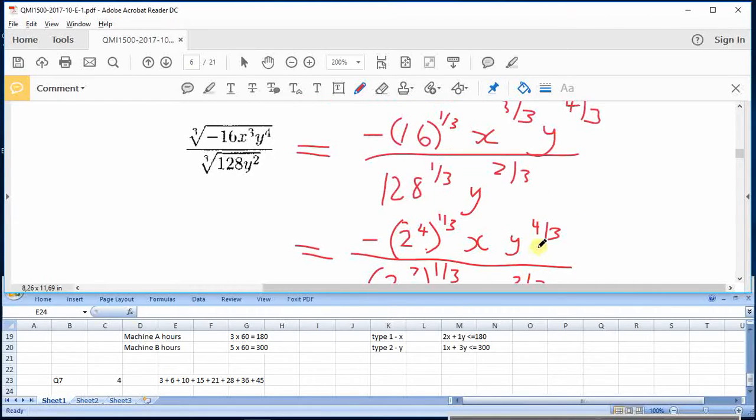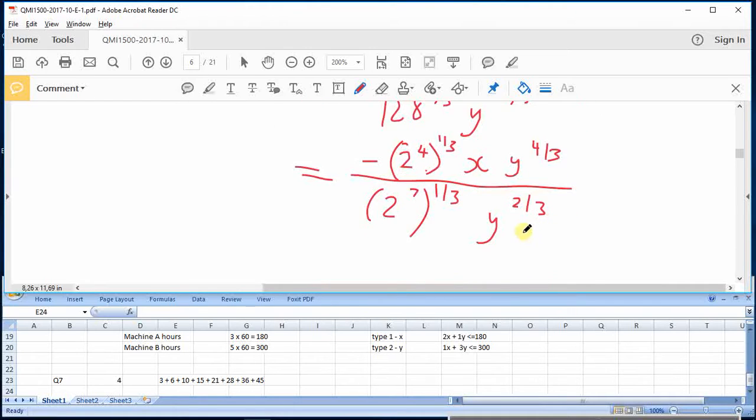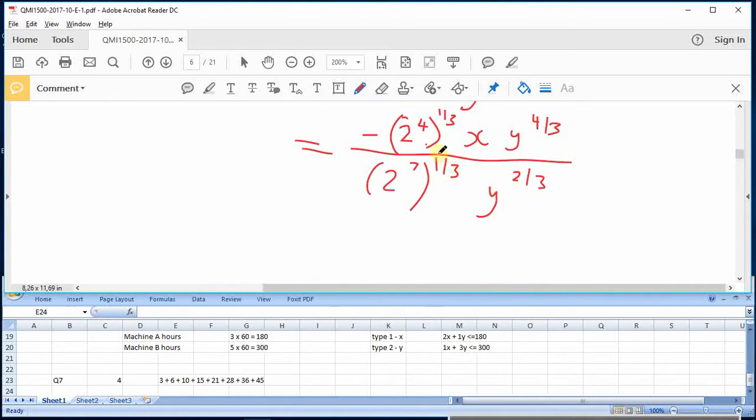Okay, so that's the next step. We had that, 3 over 3 is 1. That's fine. So now, these are all over a third, so multiply it out. 4 times 1 over 3 would be 4 over 3. This times that, 7 over 3. Do you agree? Yeah.